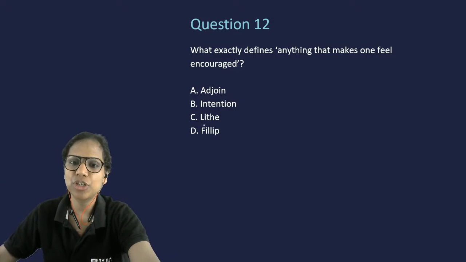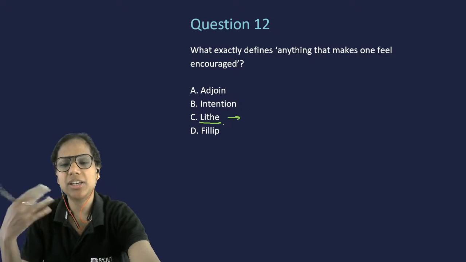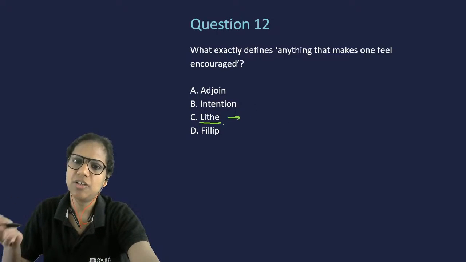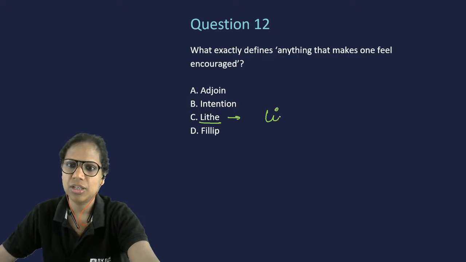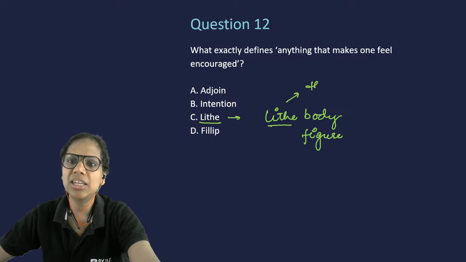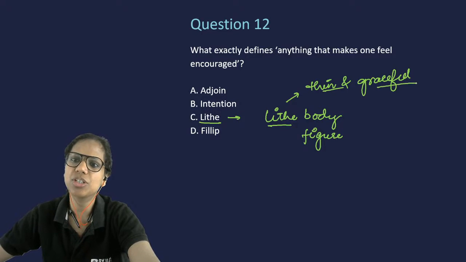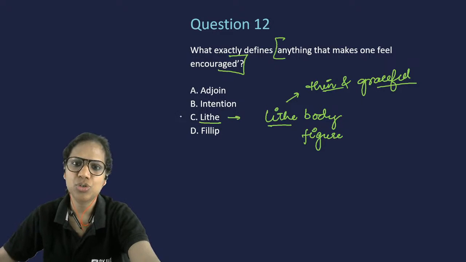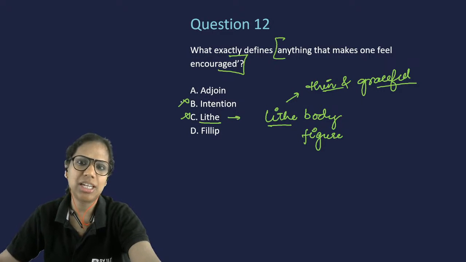One of you says lithe also. When do we use lithe? Again, try to recall if there's any sentence where you've read this word lithe, lithe body, lithe figure. Okay, in this context, you would read it. So, somebody who's thin and graceful, for them, we use the word lithe. It does not have anything to do with encouragement. So, C is eliminated. Intention eliminated.